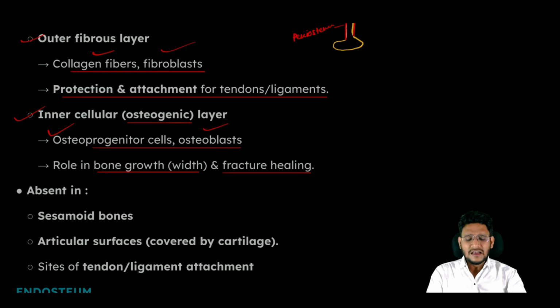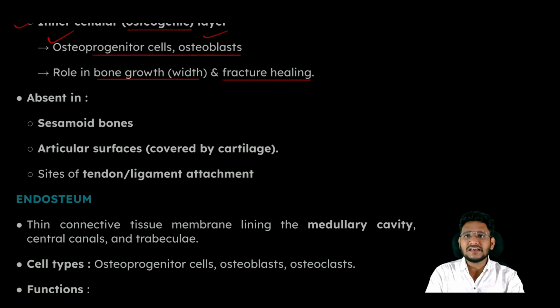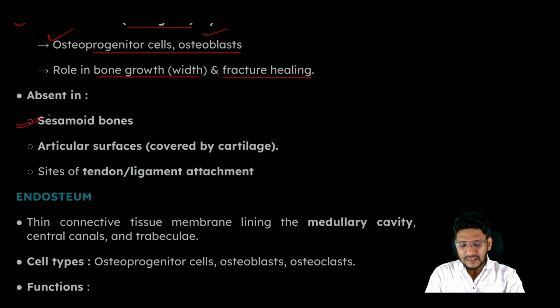Clear? The periosteum is absent in sesamoid bones. Sesamoid bones are small rounded bones that develop within the tendons. These bones develop within the tendons, and the periosteum will be absent in these bones.